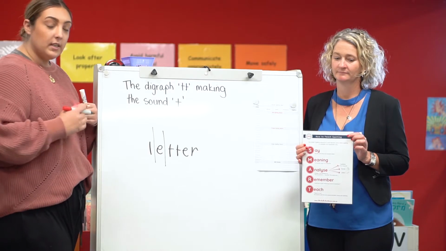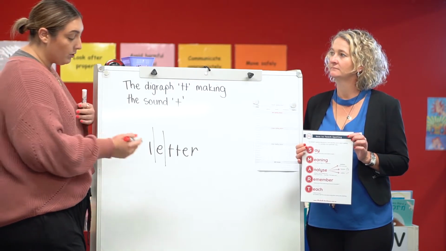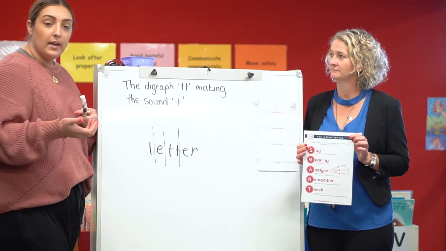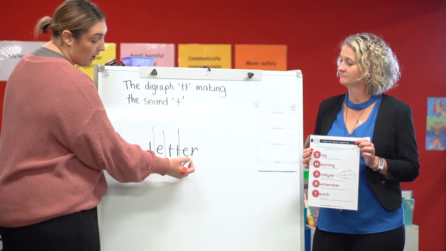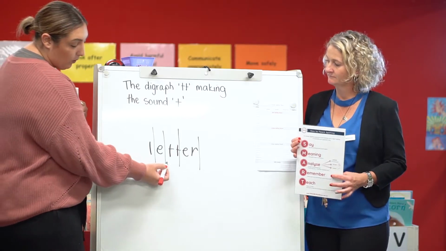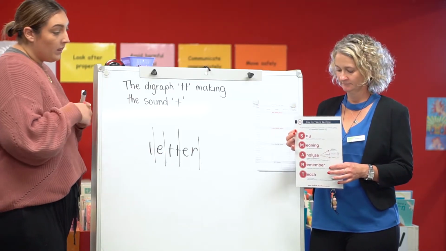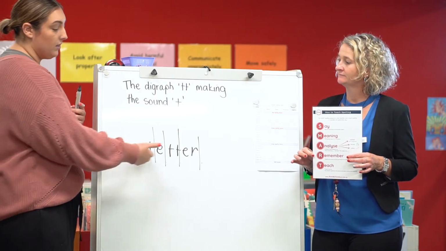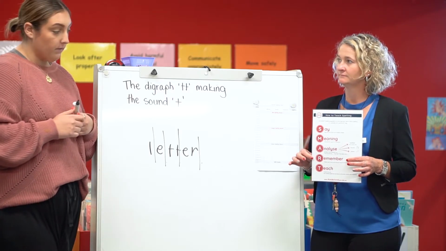I would then say, what's the next sound that you can hear? They would then say t, okay, which is represented by the digraph. And then I would say, what's the last sound that you can hear? And that's the sound on the end, which is also another digraph, ER. So there are 4 sounds in the word letter. Then we get the students to say the letters back to us that's in the word letter. So they would say L, E, T, T, E, R.